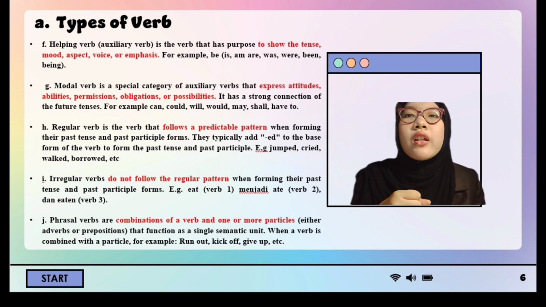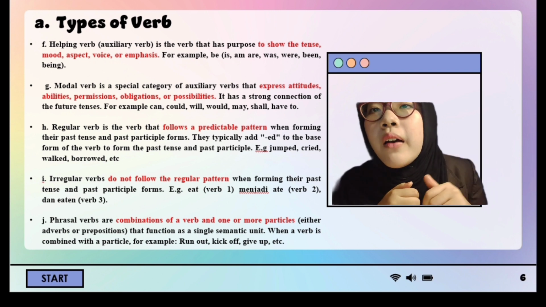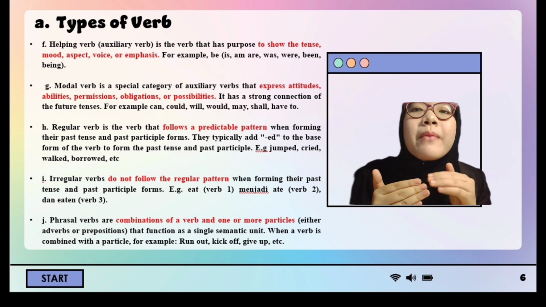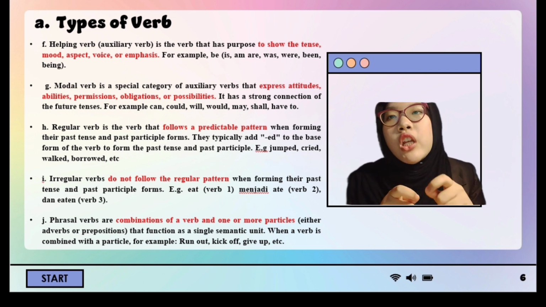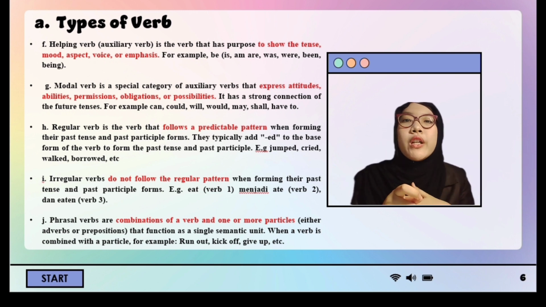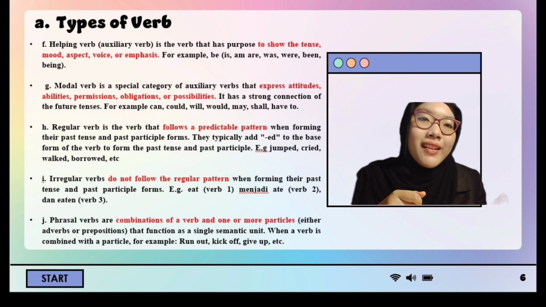The next one is about the modal verb. It's a special category of auxiliary verbs actually that express attitudes, abilities, permissions, obligation, or possibilities. It has a strong connection to the future tenses, such as can, could, will, would, may, shall, have to, and something like that.